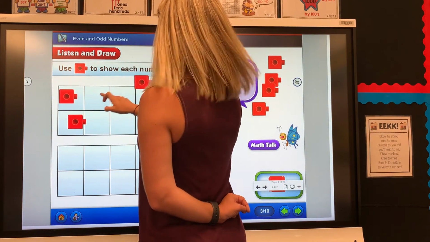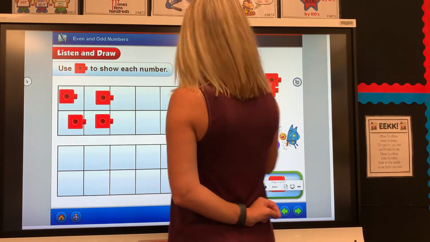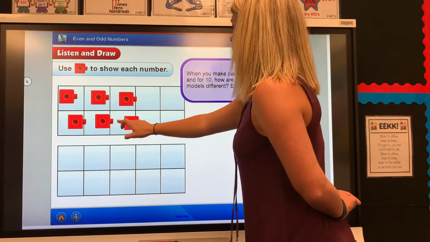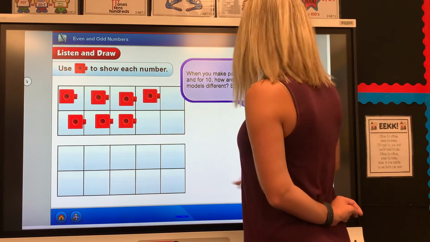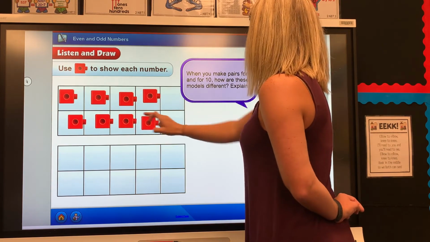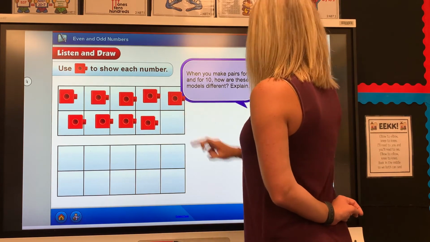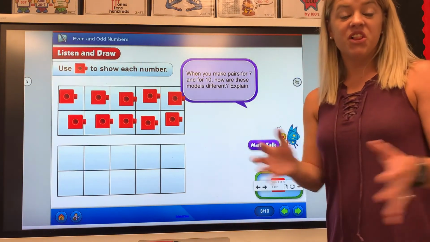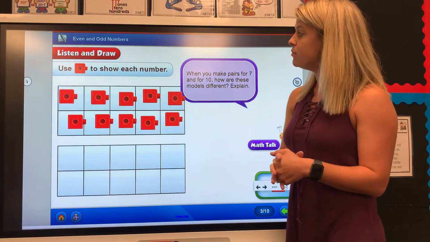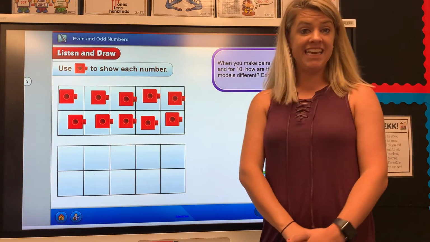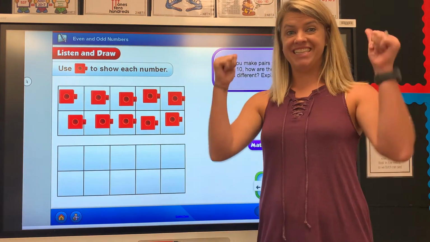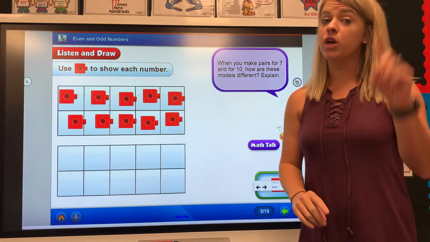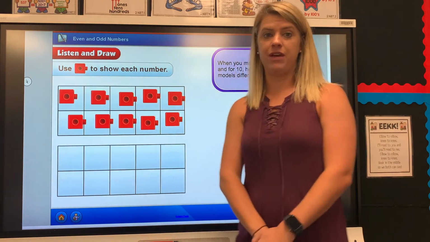1, 2, 3, 4, 5, 6, 7, 8, 9, 10. All right, looking at your board, were we able to make pairs with 10 linking cubes? Yes, we were. All right, I'm gonna let you leave these 10 up there, and we're gonna try one more number to see if we can make pairs.